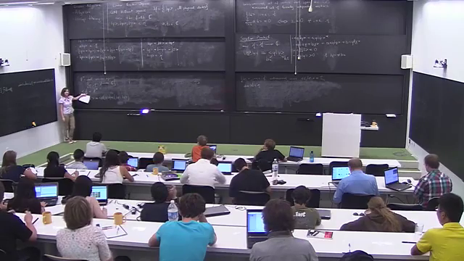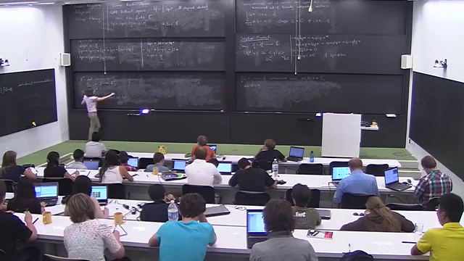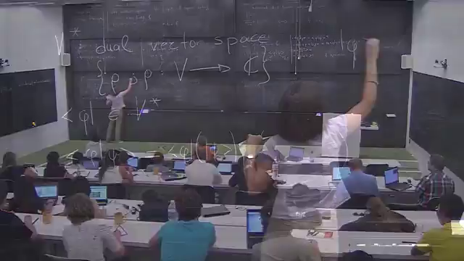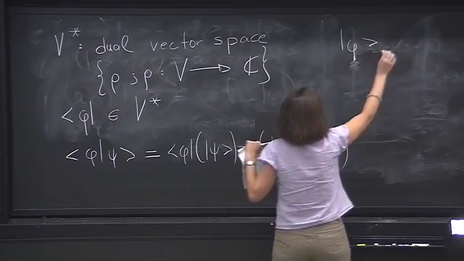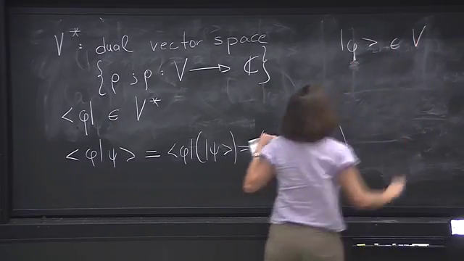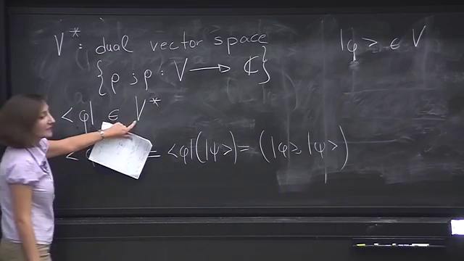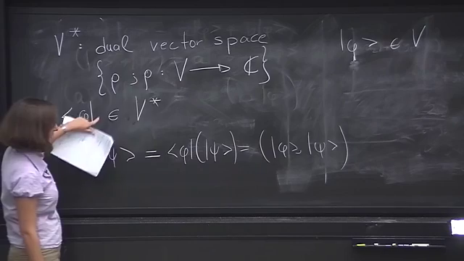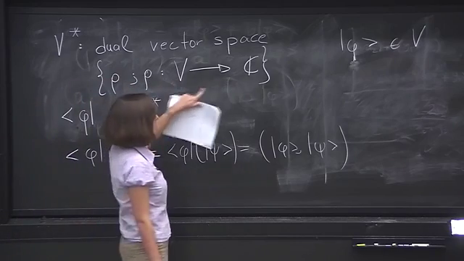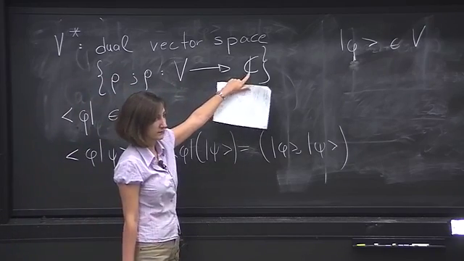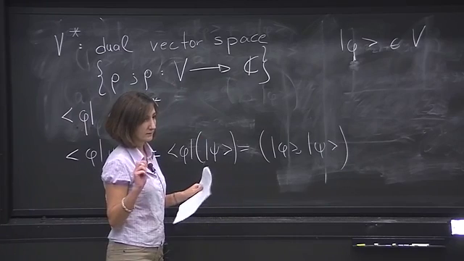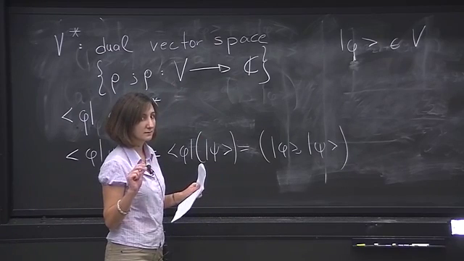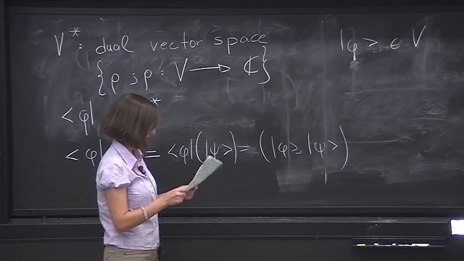So the ket belongs to your vector space, V, and the bra belongs to the dual vector space. It's actually a map from V to C. Questions? Okay.